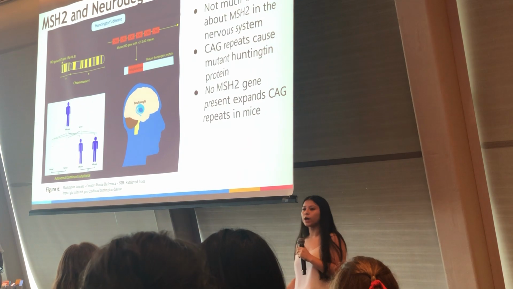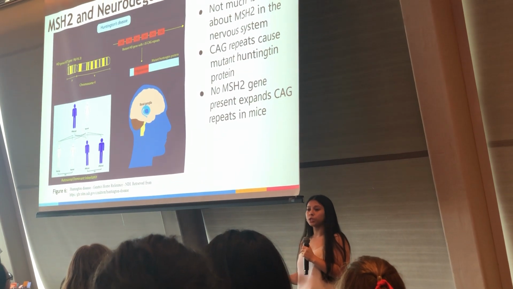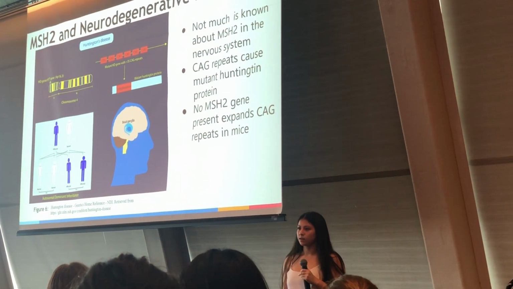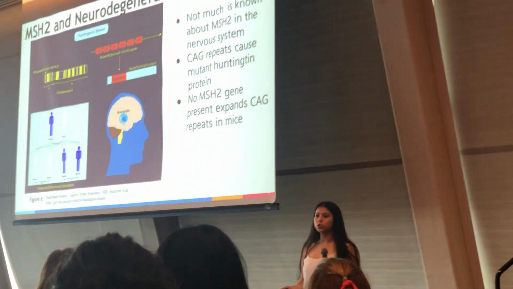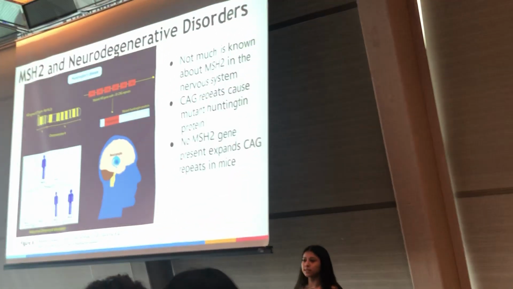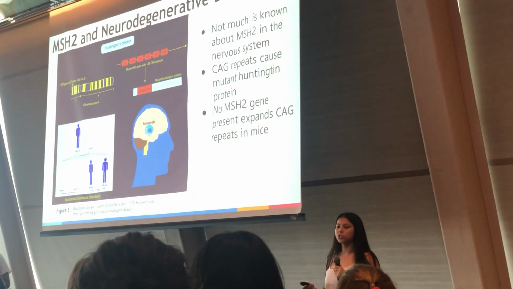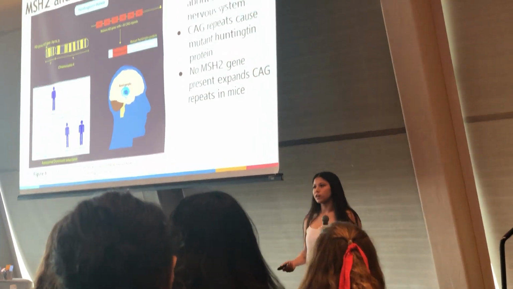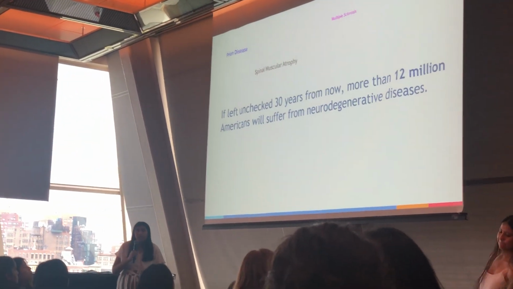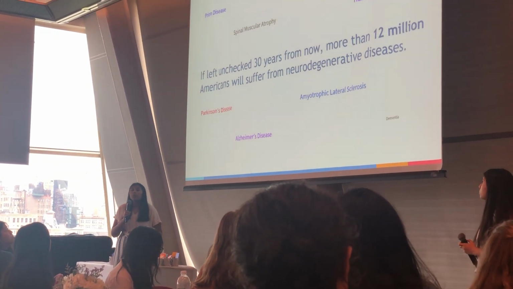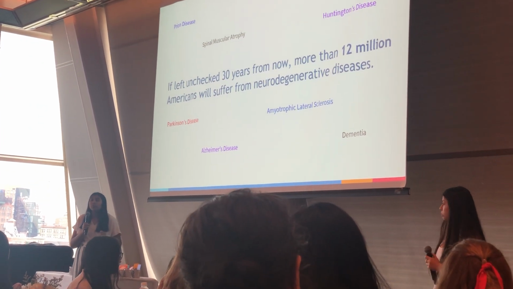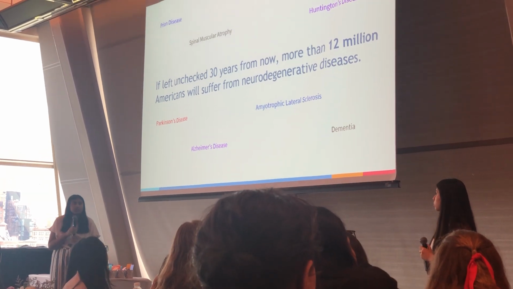So a recent study showed that in mice with no MSH2 gene present, these CAG repeats were expanded. So that means that when you had no MSH2 gene, your chance at getting Huntington's disease was a lot higher. So it's really important for us to look at MSH2 and what it does in the brain, because we can figure more about these neurodegenerative diseases, not just Huntington's. So keeping these neurological implications of MSH2 in mind, we can say that if left unchecked 30 years from now, more than 12 million Americans will be suffering from some sort of neurodegenerative disease.